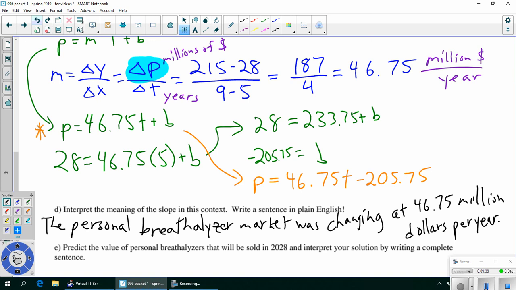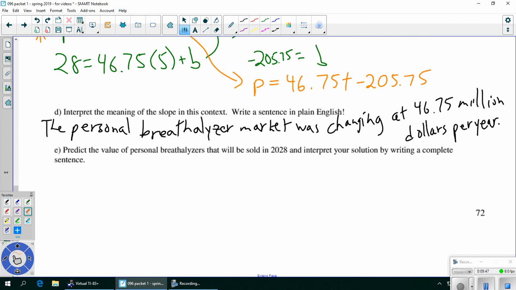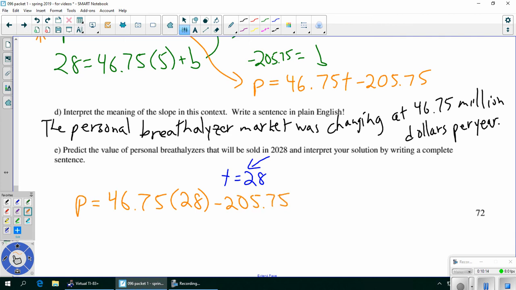Part E, predict the value of personal breathalyzers that will be sold in 2028, and then write a sentence. Okay, so we've got our orange equation right there. We just need to figure out that 2028, is it a value of P or T? Well, 2028 is a year, that's a time. So we're going to plug 2028 in for time, except T is years since 2000. So the quick translation is that this is really t equals 28, not literally 2028, but just 28. So here's our orange equation again, but with that substitution. P equals 46.75 times 28 minus 205.75.